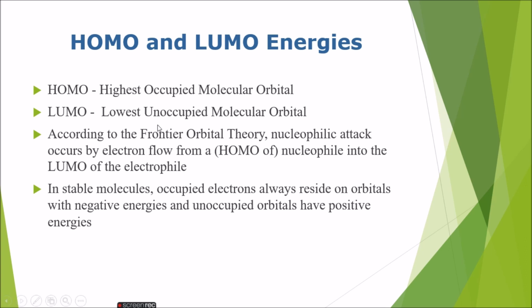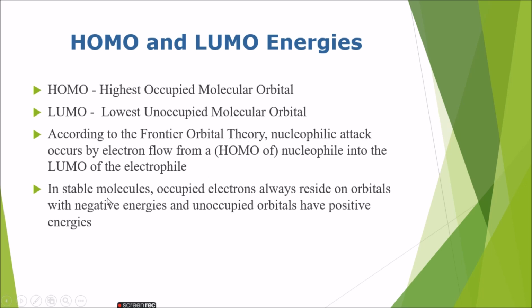What information do you actually get from these two orbitals? According to frontier orbital theory, the nucleophilic attack occurs only when electrons flow from HOMO to LUMO. Why? You know that HOMO is the occupied level, so you have electrons in it, and you can call the HOMO nearly a nucleophile, and the LUMO nearly an electrophile since it is electron deficient. This is the concept of nucleophilic attack involving the HOMO and LUMO according to frontier orbital theory.